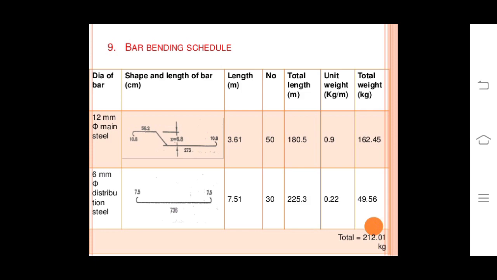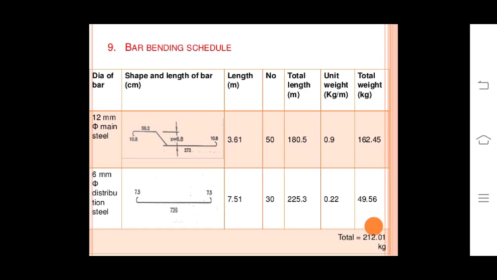For straight bars having 6 mm diameter, similarly we can calculate, and the total weight of 6 mm bar required is 49.56 kg. Therefore, the total weight of bar required for concreting of 7 by 3 meter slab is 212.01 kg.